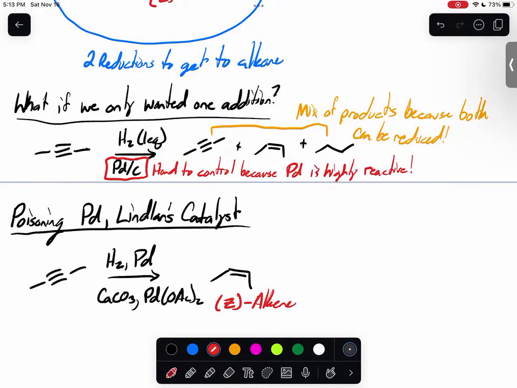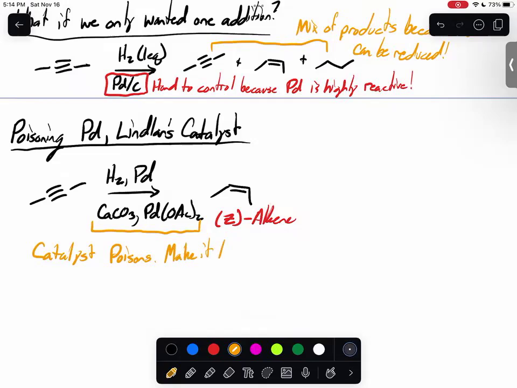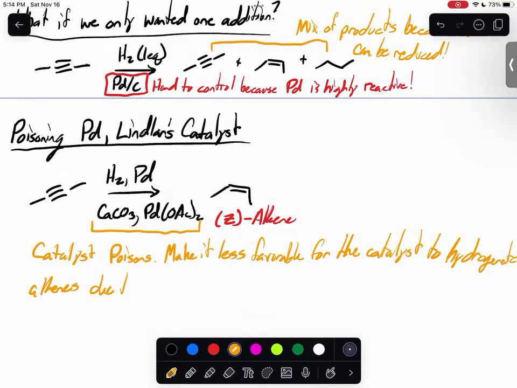So how does this work? Well, these two things right here are what we call catalyst poisons. And what they do is they make it less favorable for the catalyst to hydrogenate alkenes due to their stronger pi bond.